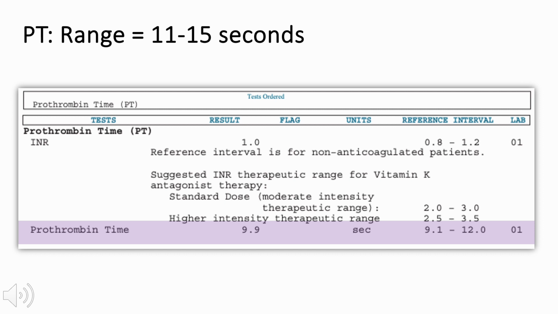There are many different assessment techniques, and each lab may have a slight variation in its range, but we use the PT to titrate someone's Coumadin, to titrate their medications to prevent clotting in patients who have had strokes or have prosthetic heart valves or have a state of hypercoagulability. So we need to normalize that number, and therefore we create a ratio. And that's what the INR is. So let's move to the next slide and learn about the INR.